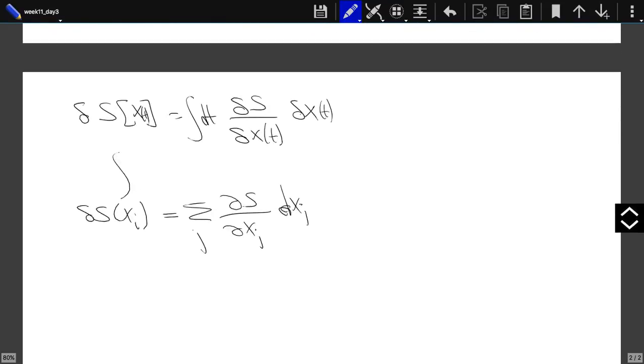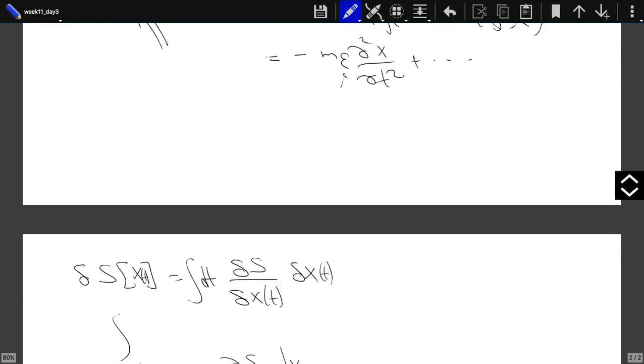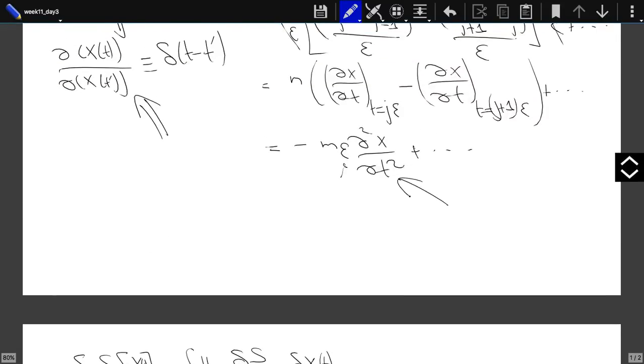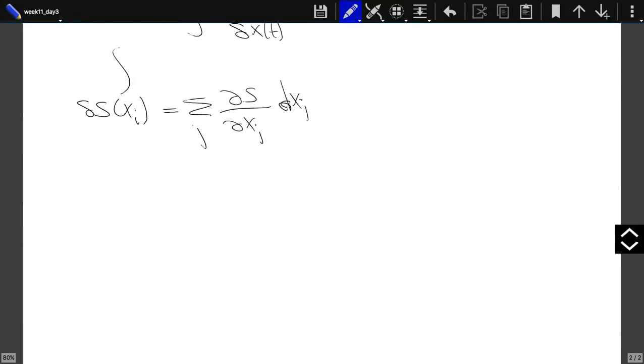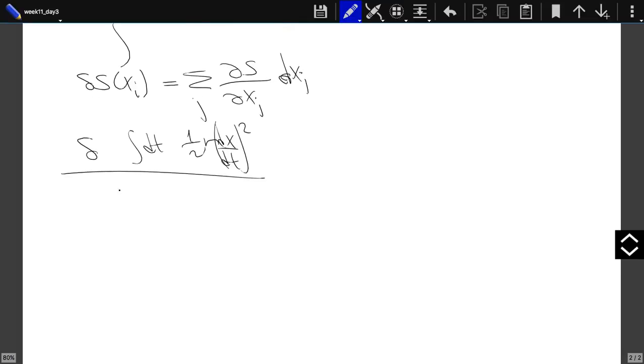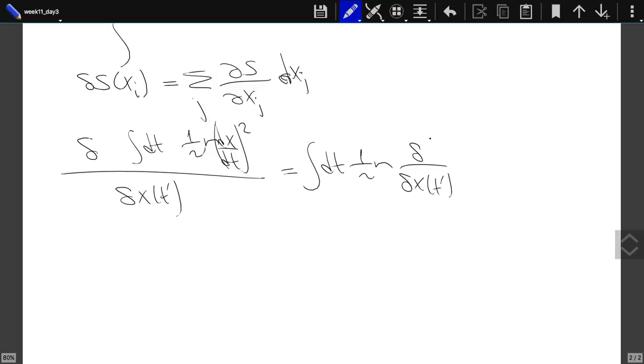Now let's look at the variation of the action. This is how we define it. Let's first check whether we get this relationship. There we only consider the kinetic energy. So let's take the derivative of ∫dt (1/2) m (dx/dt)², the derivative of this one with respect to x, let's say at t prime. This will be equal to ∫dt (1/2) m times the derivative with respect to x(t prime).